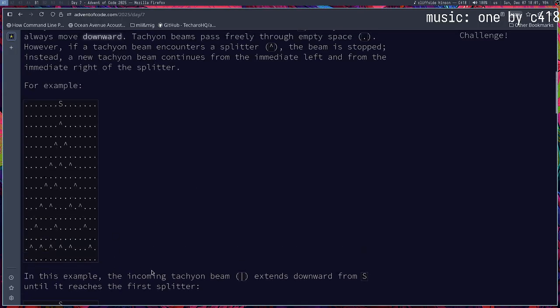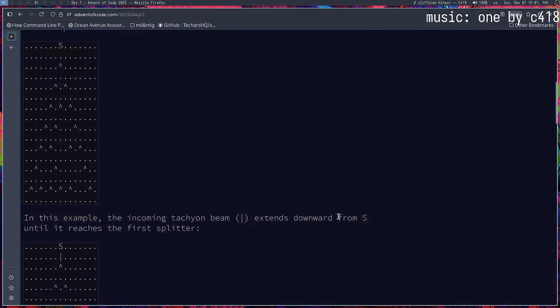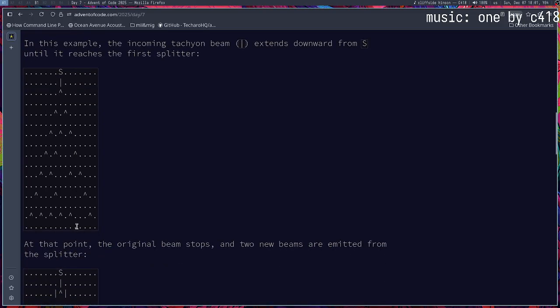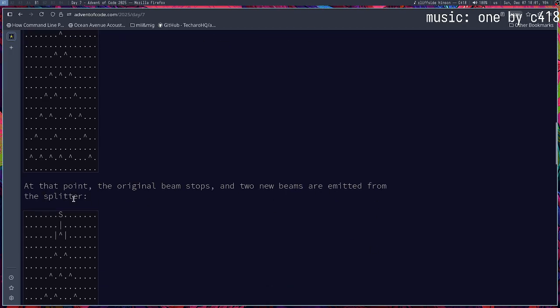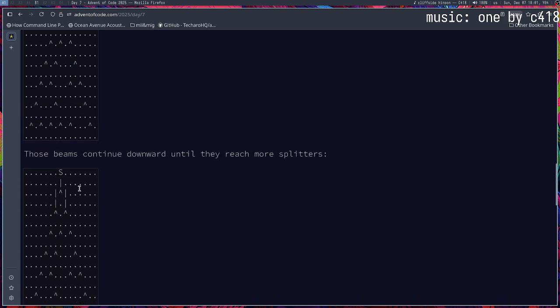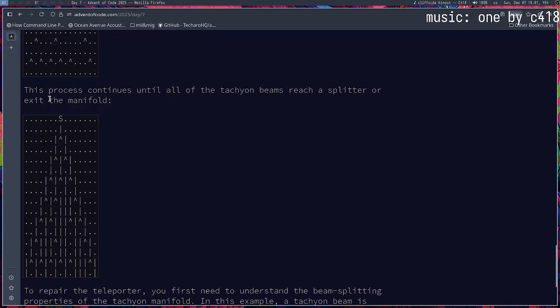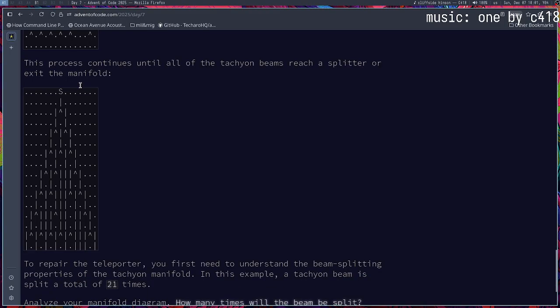In this example, the incoming tachyon beam extends downward from S until it reaches the first splitter. At this point, the original beam stops, and two new beams are emitted from the splitter, like this. The beams continue downward until they reach more splitters. At this point, the two splitters create a total of only 3 tachyon beams, since they are both dumping tachyons into the same place between them. This process continues until all of the tachyon beams reach a splitter or exit the manifold.